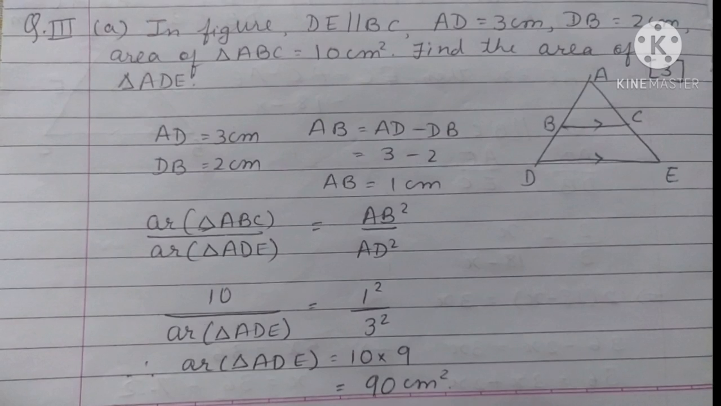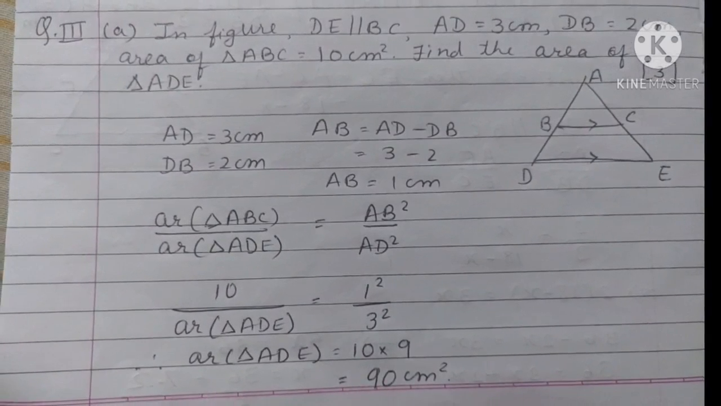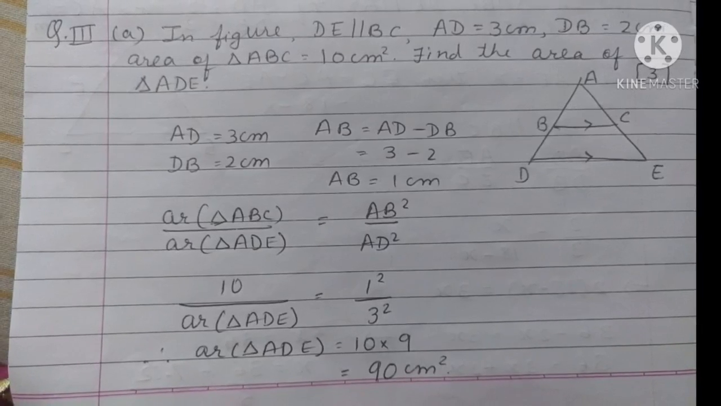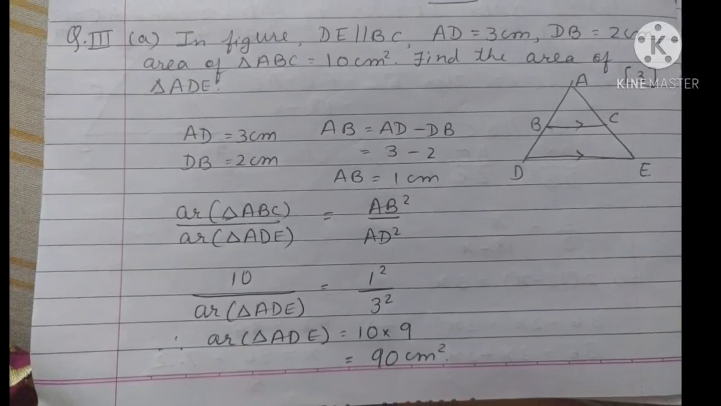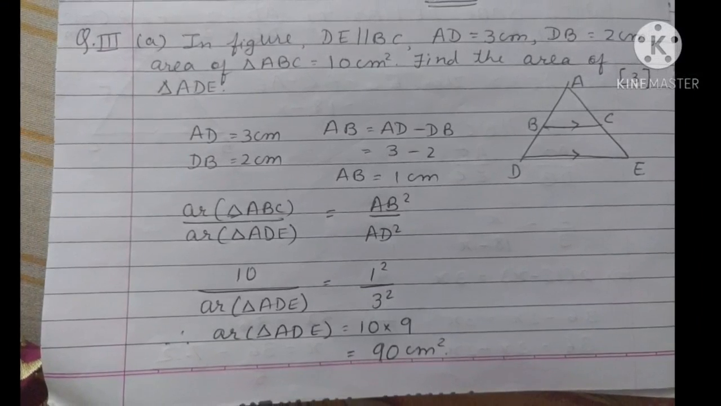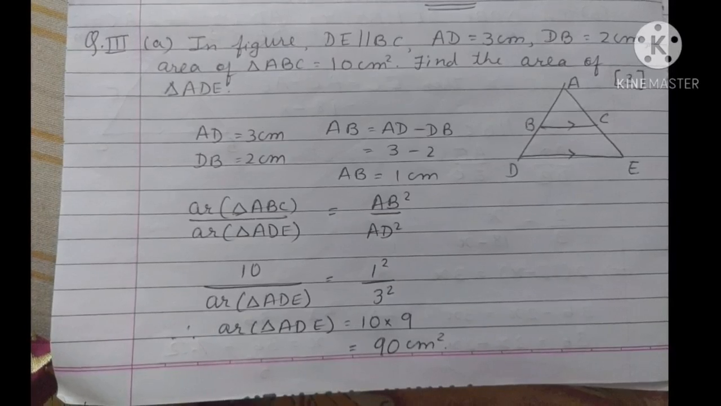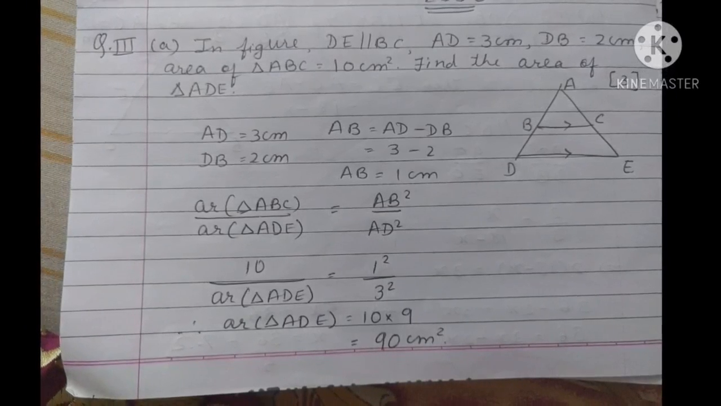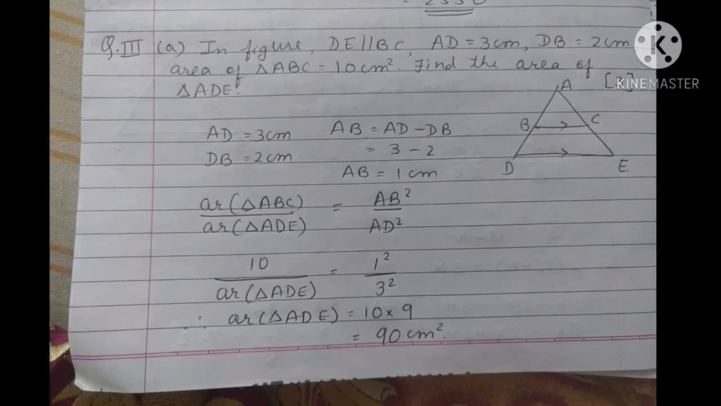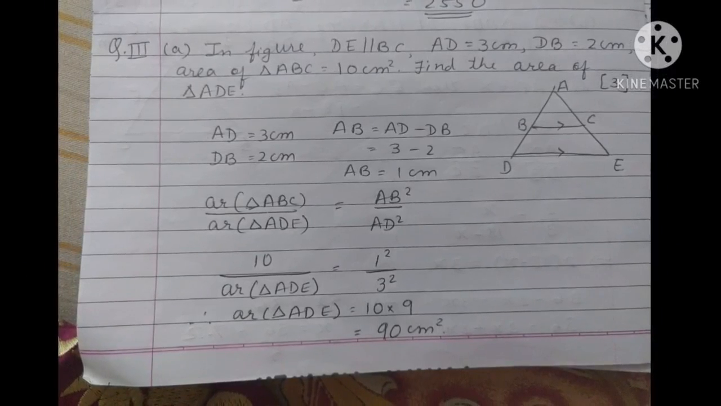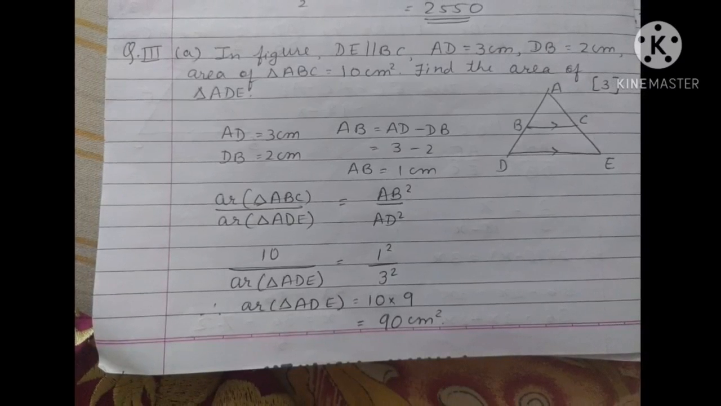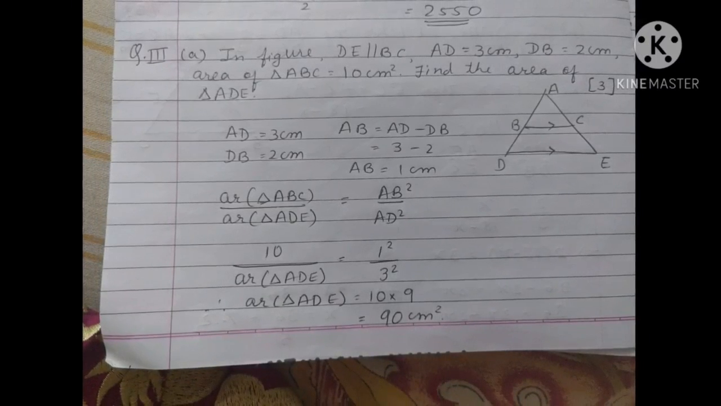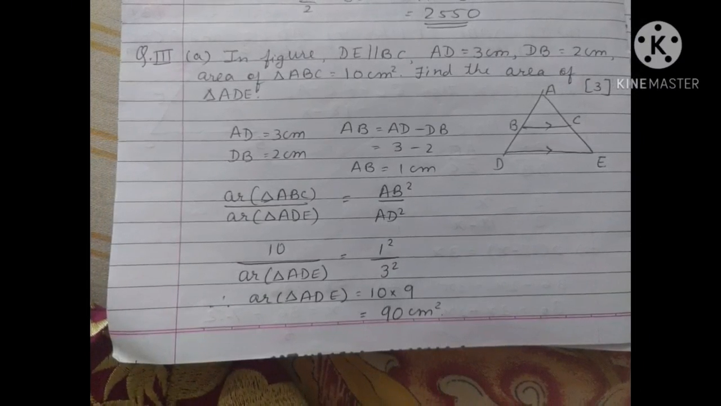Now using our formula, area of triangle ABC upon area of triangle ADE is equal to the corresponding sides squared, that is AB square upon AD square. Now placing the values, 10 upon area of triangle ADE is equal to 1 square by 3 square, and solving it, area of triangle ADE is equal to 10 multiplied by 9, which is 90 centimeters square.